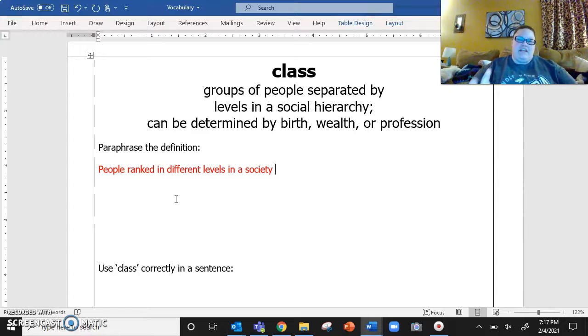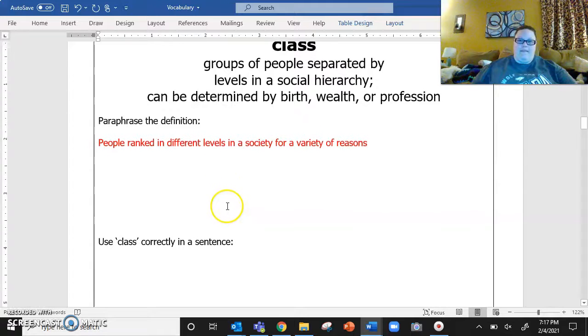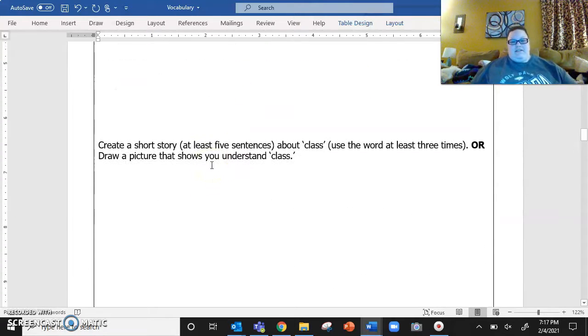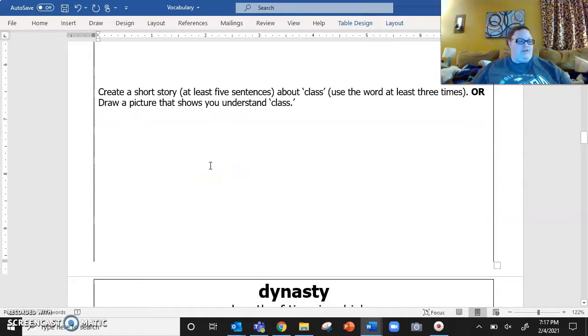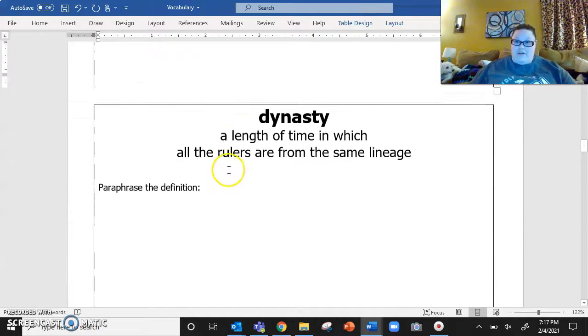And then how can we say that it can be determined on birth or wealth or profession or maybe something completely different that we haven't even learned about yet? Yeah, we could say people ranked in different levels in a society for a variety of reasons. I'll take that. Okay. Thank you. Use it in a sentence, use it in a story or draw a picture. Remember, friends, you can always pause the video.